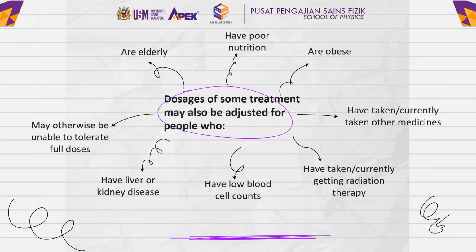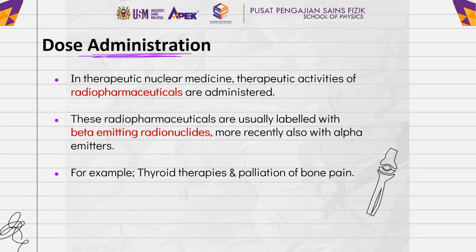Next, doses of some treatments may also be adjusted for people who are elderly, have poor nutrition, are obese, are taking other medicines, are currently getting radiation therapy, have low blood cell counts, have liver or kidney disease, and may otherwise be unable to tolerate full doses. Dose administration.